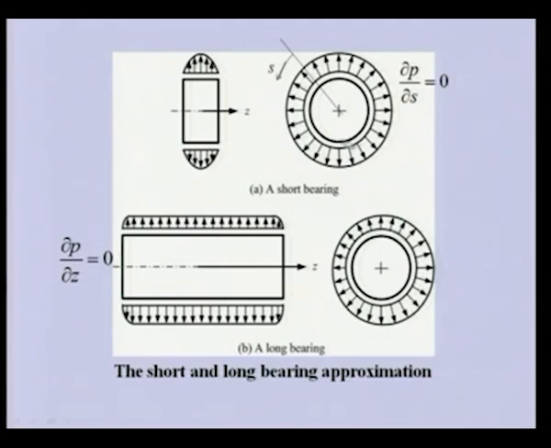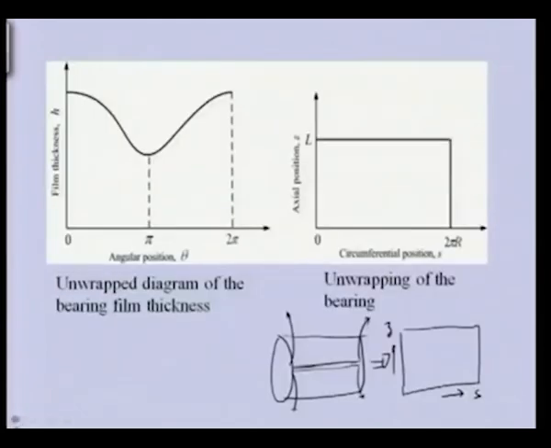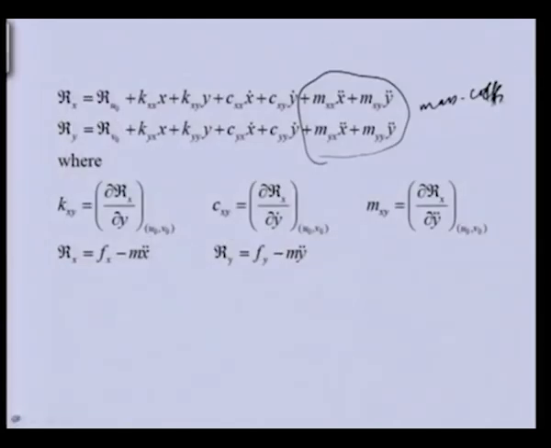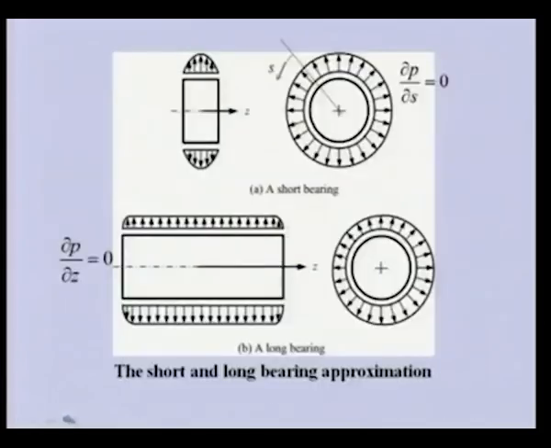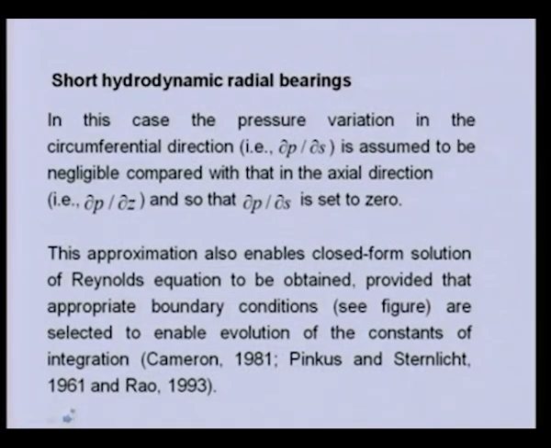I will be providing the final solution of the stiffness coefficient and the damping coefficient for the short bearing approximation, which we can get from the pressure as discussed in the previous slide. Once we know the pressure, we can get the fluid forces, and the change in the fluid forces defines these coefficients. So they can be obtained using this simplified Reynolds equation. We have already seen the short bearing approximation.